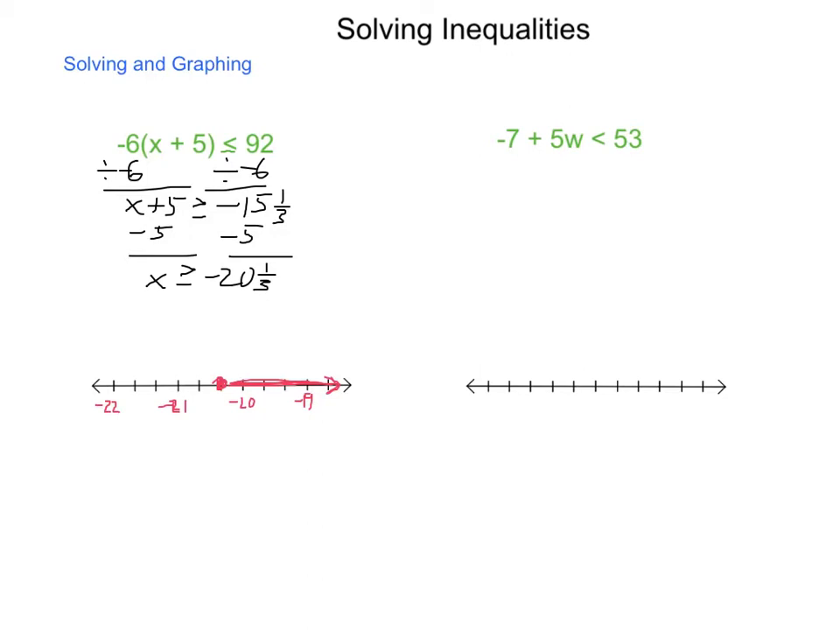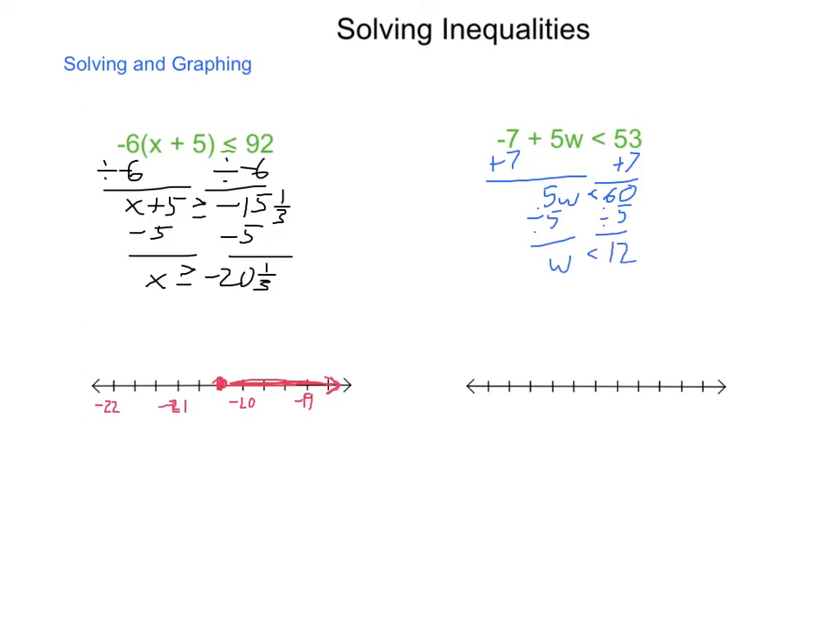Next, negative 7 plus 5w is less than 53. So going through and solving this, I'm going to begin by adding 7 to each side using the addition property of inequalities. I have 5w is less than 60. Next, I will divide both sides by 5. And I come out with w is less than 12.